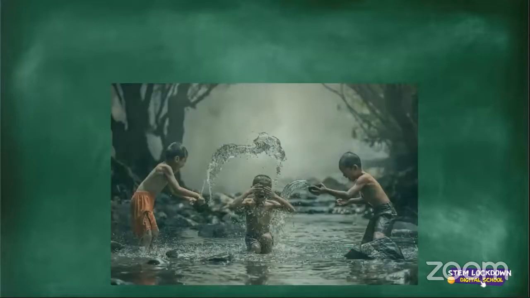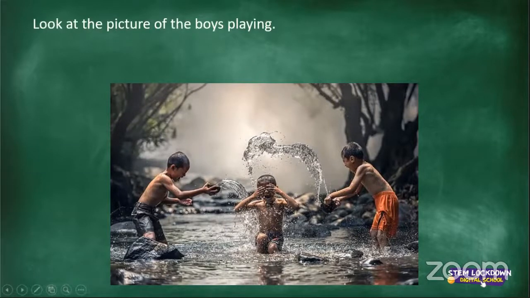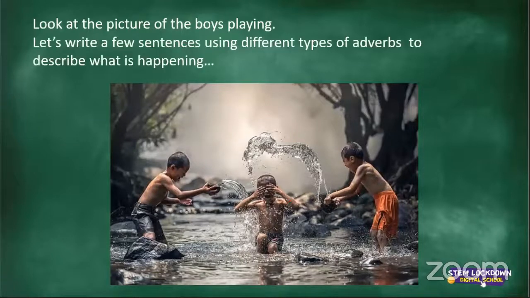Now we are going to look at this picture. What do you see in this picture? You see the boys playing in the water, right? But fun, except here by me, it's a very cold day today. Now, let's write a few sentences. I hope you guys have a pen and a paper with you or a computer to type on. We're going to write a few sentences using different types of adverbs to describe what is happening.